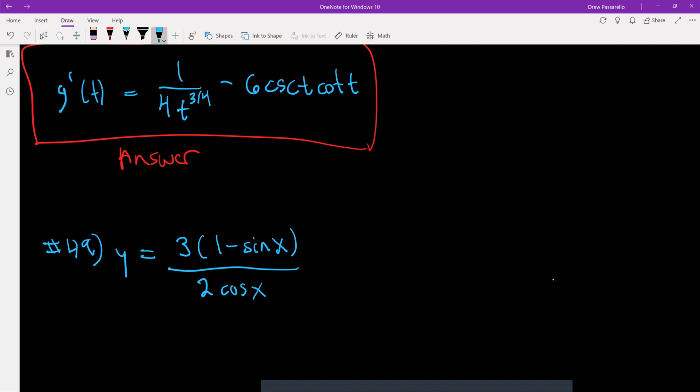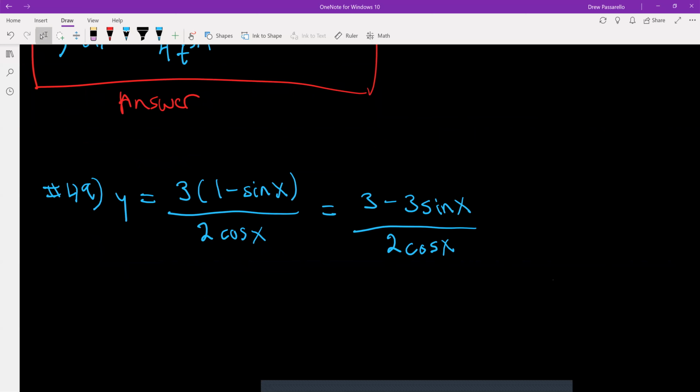The first thing I do is I distribute 3. So that's 3 minus 3 sine x, all of that over 2 cosine x. Then I separate it into 2 fractions where they both have 2 cosine x for the denominator. So it'll be 3 over 2 cosine x, then minus 3 sine x over 2 cosine x.